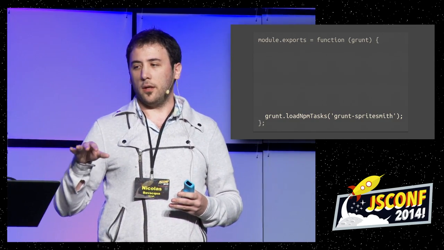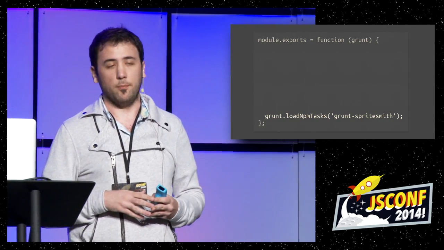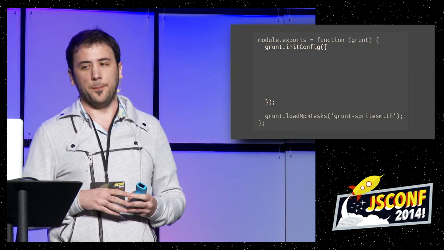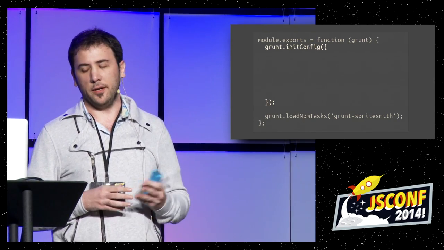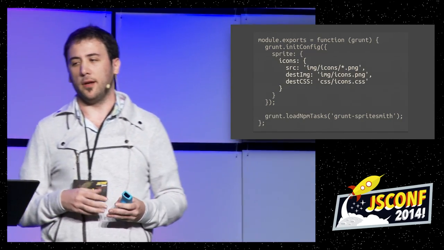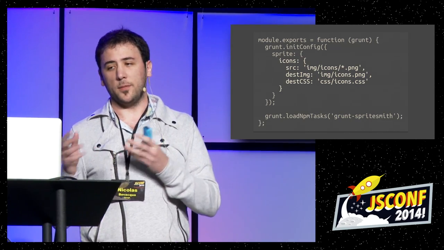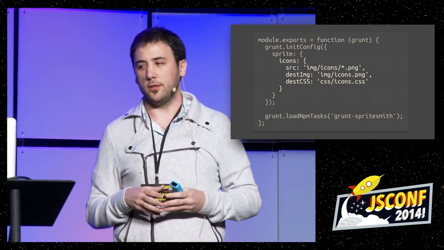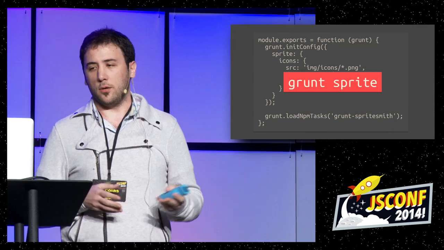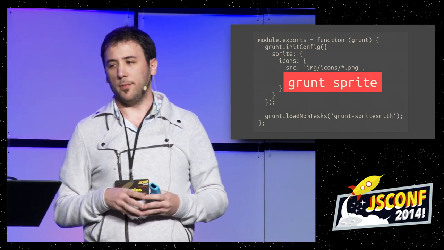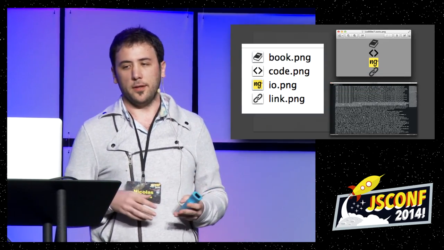So here I'm loading a plugin with Grunt, and I'm initializing it with some configuration, telling it where the icons are going to be, where the sprite sheet is going to be placed, and then where I want the CSS to be placed too. And I just run grunt sprite, and I get my icons. So it looks kind of like this.